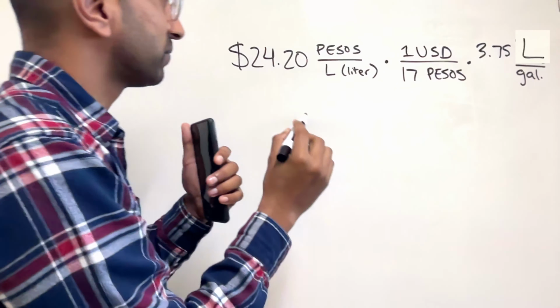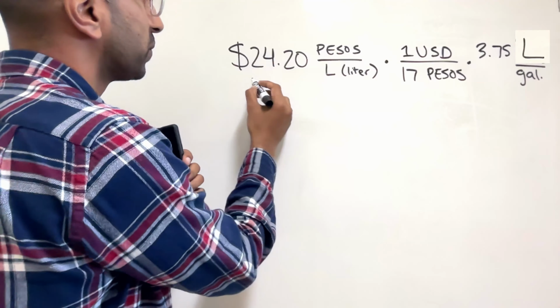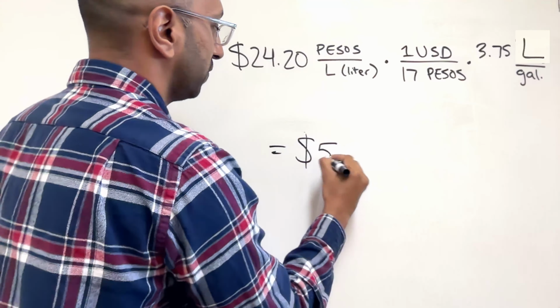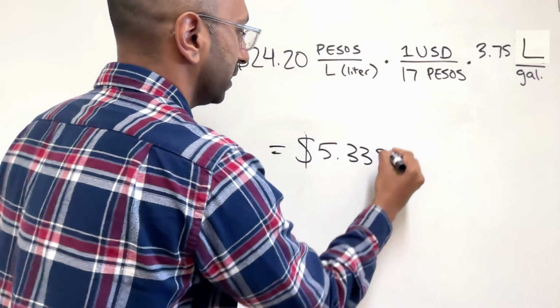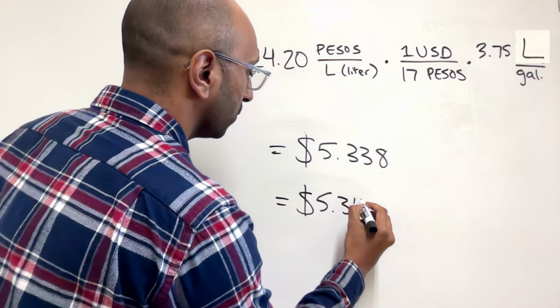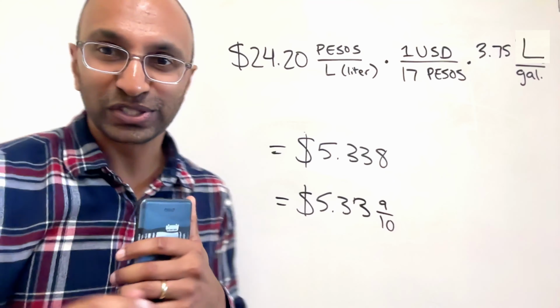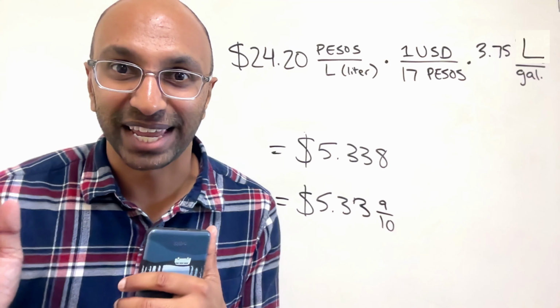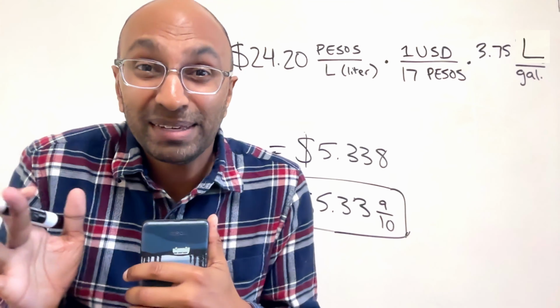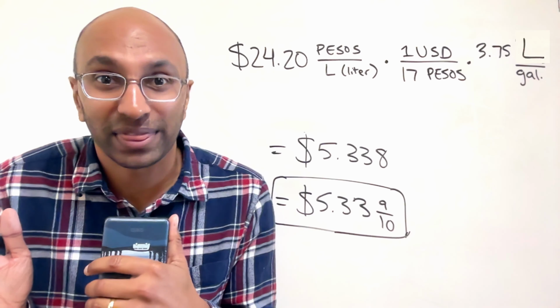Putting a 3.75 here and crunching the numbers. 24.2 divided by 17 times 3.5 equals 5.338, which rounding up is $5.34. Oh wait, this is a gas price. $5.339. So Mexicans are paying $5.34 per gallon. Maybe we could use a little perspective on that in the US.